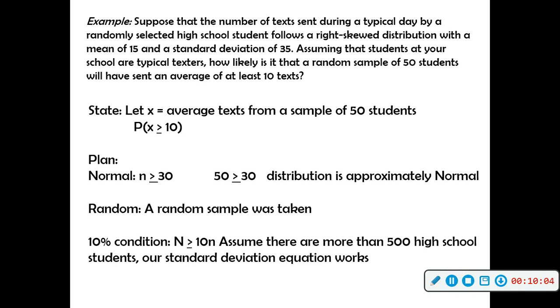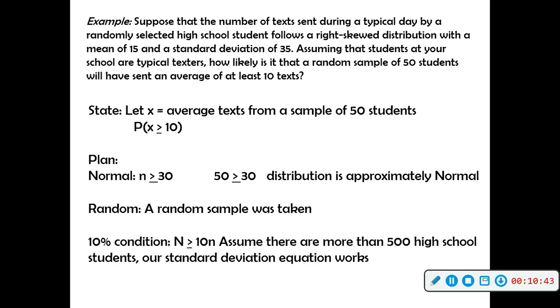So the first thing we need to do is our state. And in our state, just like we did for proportions, we first define what our x bar is going to be. And I realize that that should be an x bar. I will make sure to change that on the actual PowerPoint so that you have that correct. But we're going to let x bar equal the average texts from a sample of 50 students, with our probability statement being that we're trying to find the probability that x bar is greater than or equal to 10. And that should be correct in the key, by the way.